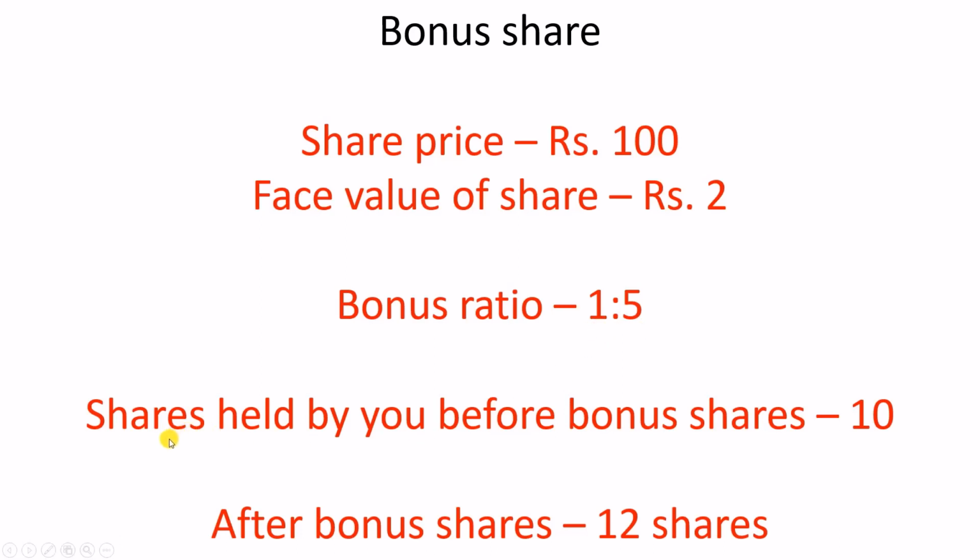So let us say shares held by you before bonus shares. I had taken your example: you have 10 shares of that company. The company announces a bonus ratio of 1:5, meaning if you have 5, you get an extra 1. You have 10 shares, and so after the announcement of bonus shares, the number of shares you will have is 12. 1:5, 2:10. So you had 10, and finally you have 12. Two are bonus to you.